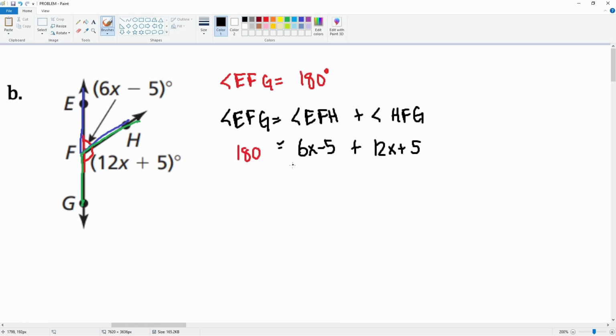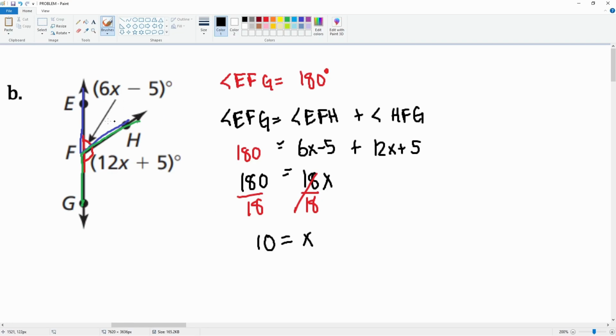All right. Now we can combine some like terms. 6x plus 12x gets you 18x. Minus 5 plus 5 gets you a plus 0 here. So this can just be 180 equals 18x. We can now just divide both sides by 18 to solve for x. We have x is equal to just 10.